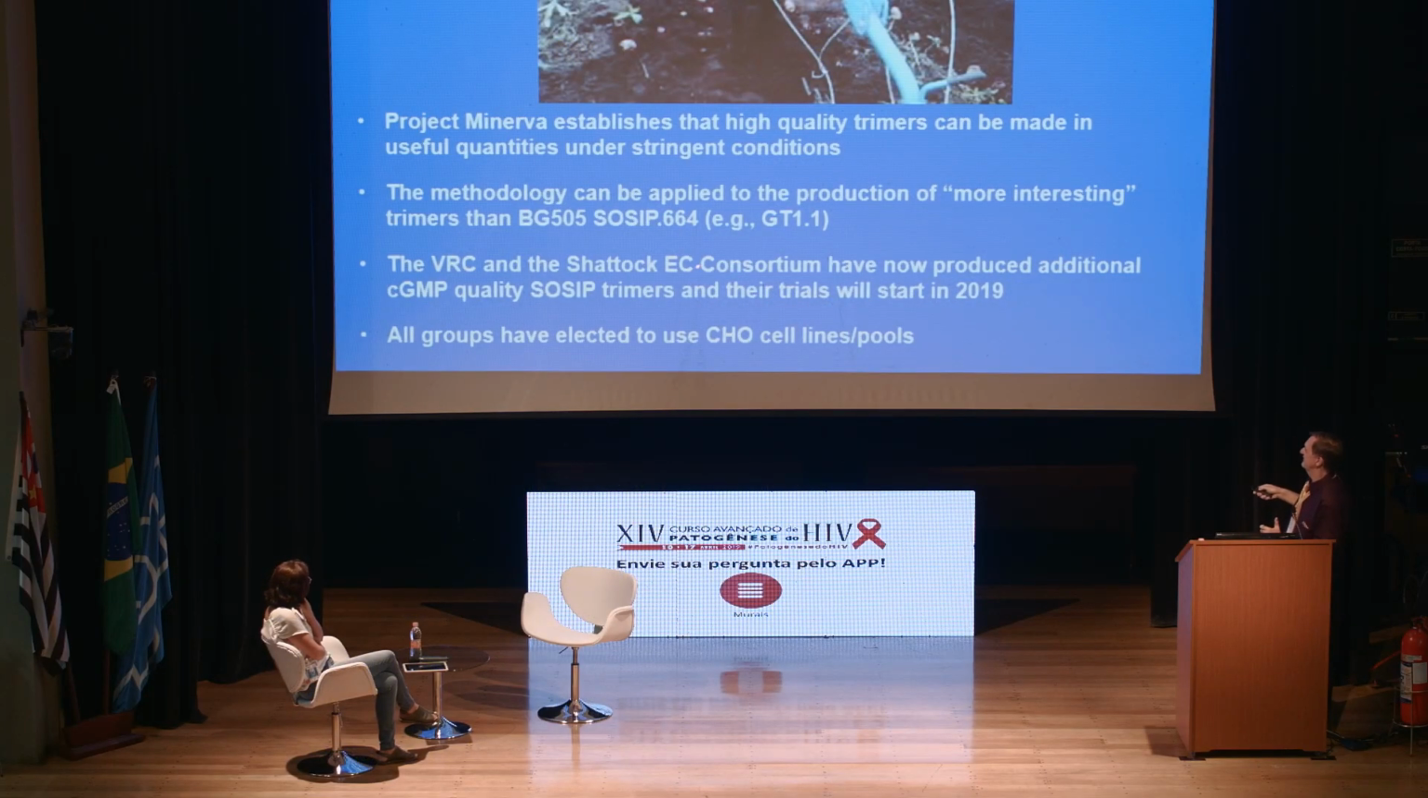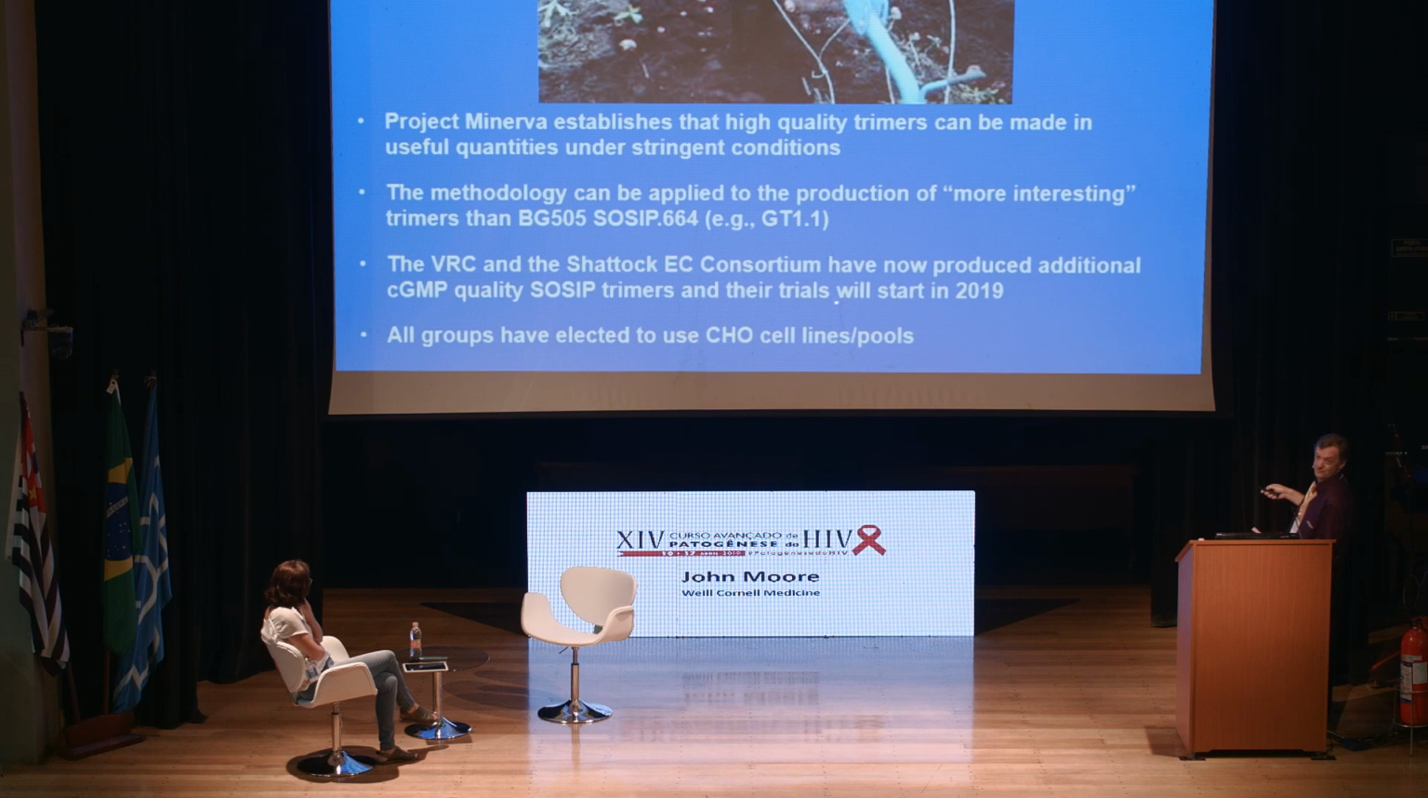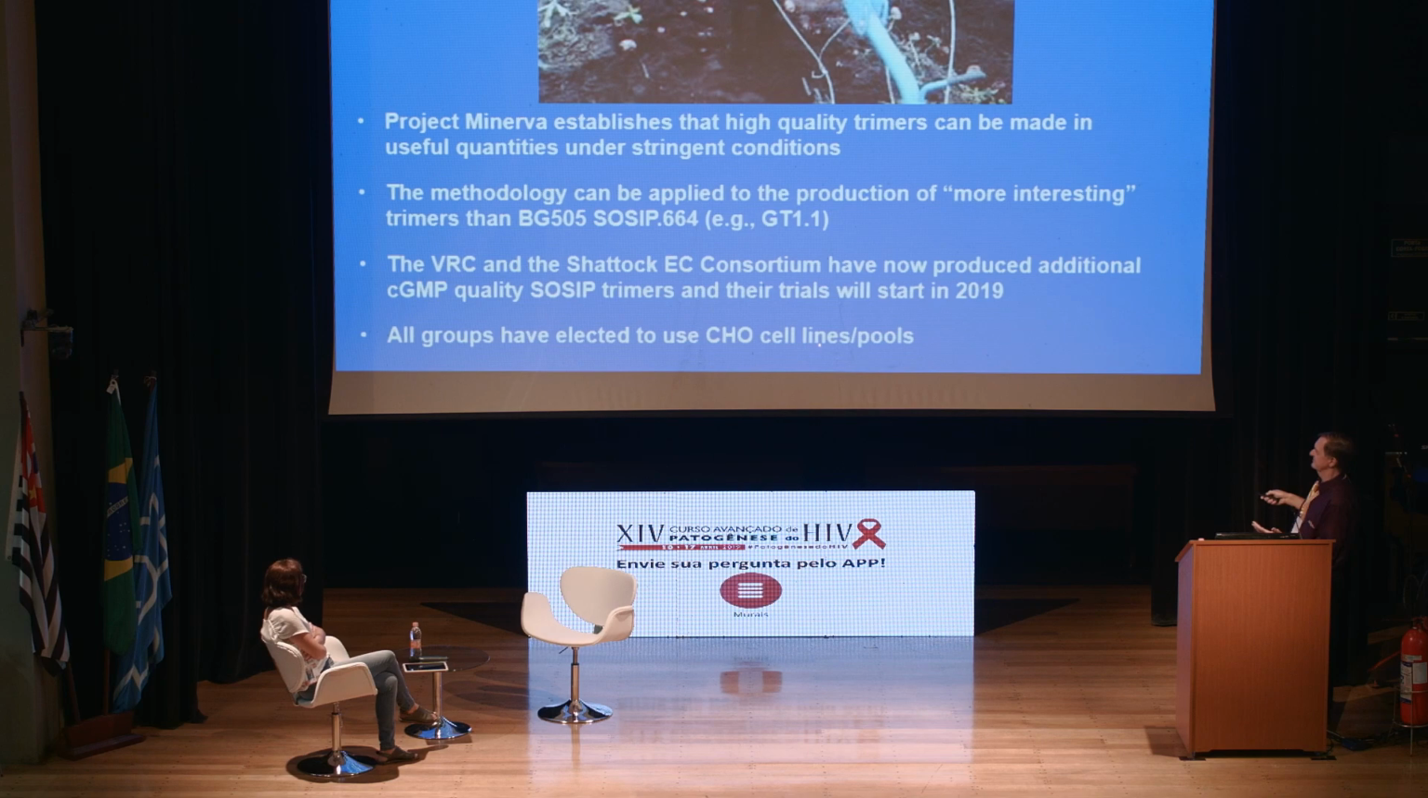The VRC and the Shattuck EC consortium have now produced GMP trimers. The VRC trial started, I think, 2 weeks ago. That's a very similar, it's BG505 DS-SOSIP, which is very similar to ours, but they're doing a different adjuvant. And all groups have made these trimers in CHO cell lines, essentially.